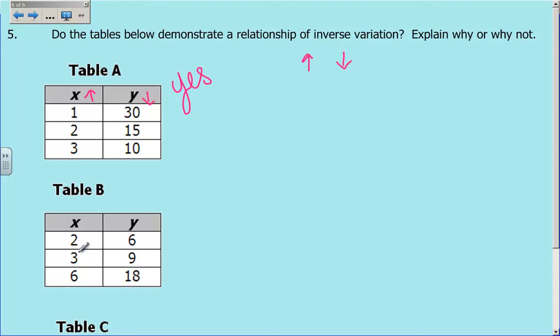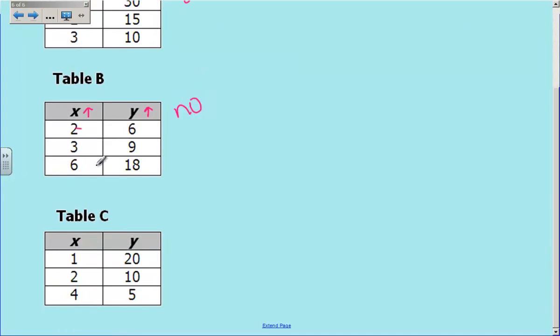Now if you look at table B, my values are increasing, 2, 3, 6 for x, and my y values are also increasing, 6, 9, 18. Since these are both doing the same thing, my arrows are pointing in the same direction, this is not an inverse variation. This would be a direct variation because the same thing is happening. And in table C, as my x values go up, my y values go down. My arrows are going in opposite directions, so this one is a yes also, because as one increases, the other decreases. So that is direct and inverse variation.